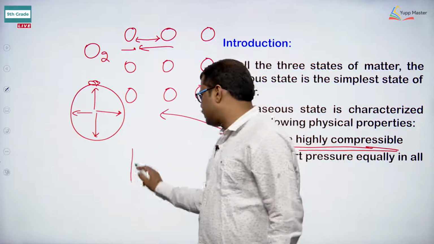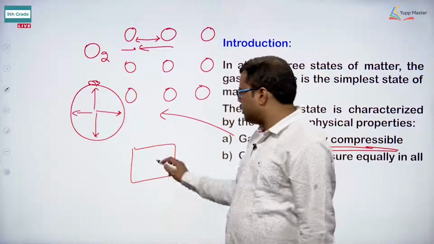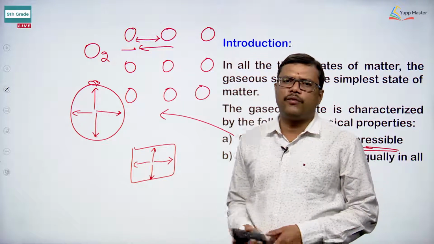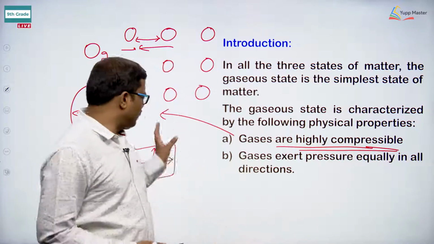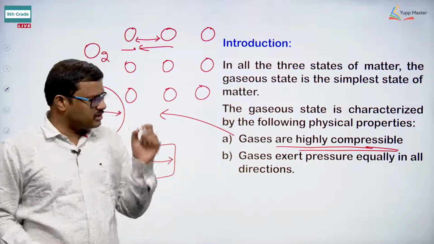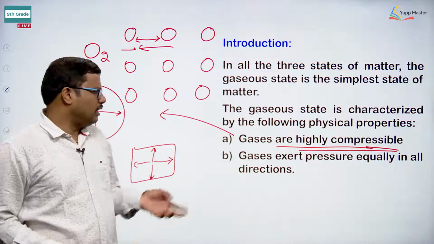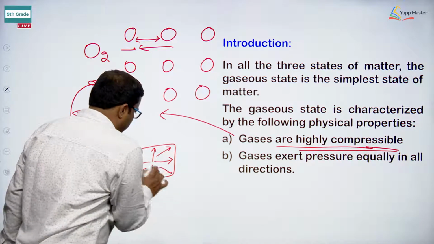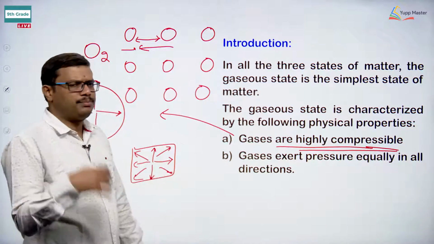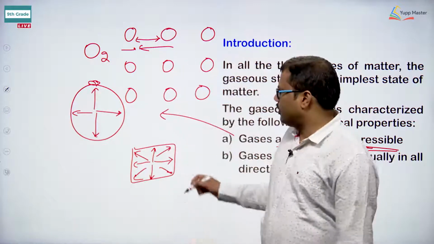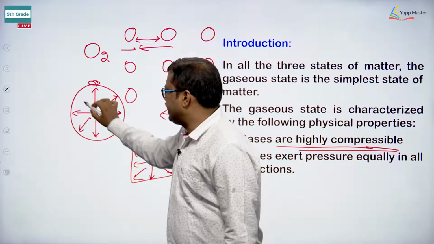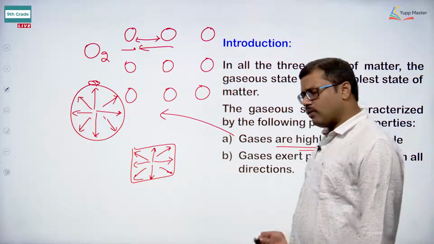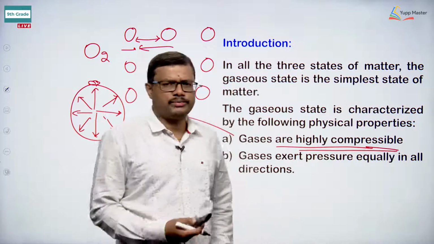If I take a container of square shape, with a gas inside it, it is going to exhibit the pressure equally in all four directions. Whatever direction is possible, whether toward the corners, the left, the right, upside or downside, the gas will exert the same kind of pressure. So, gases exert pressure equally in all possible directions.